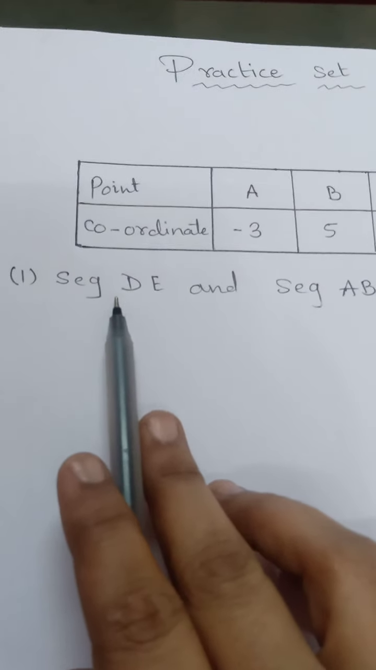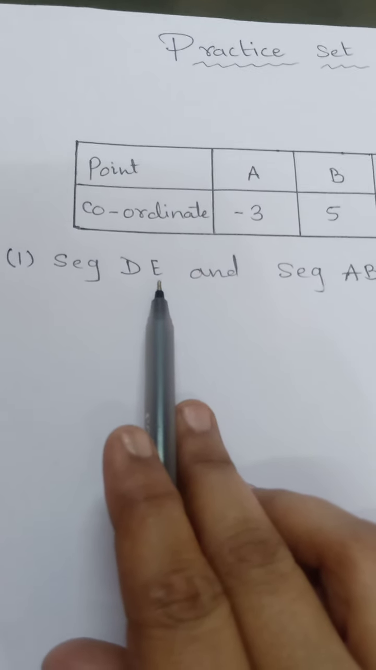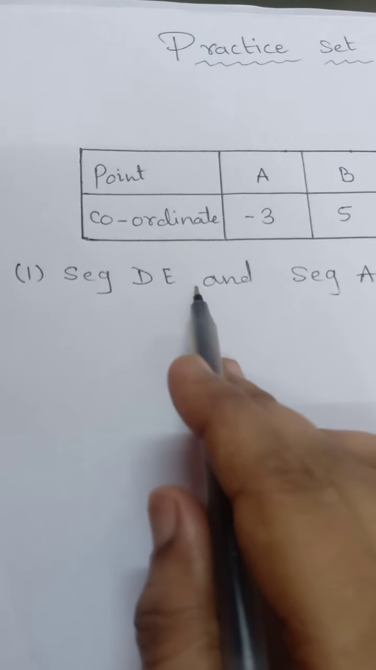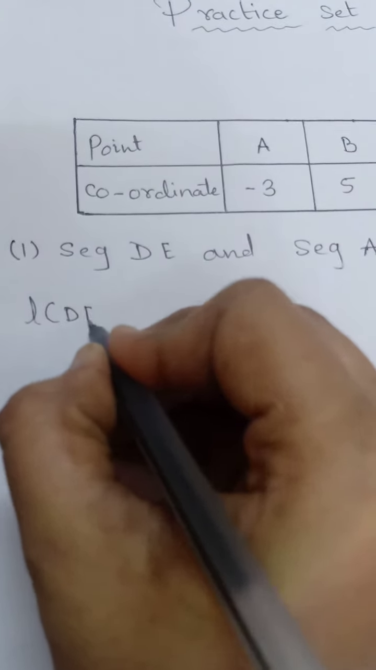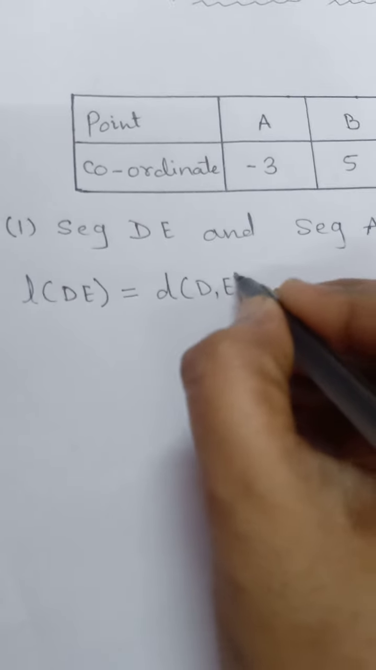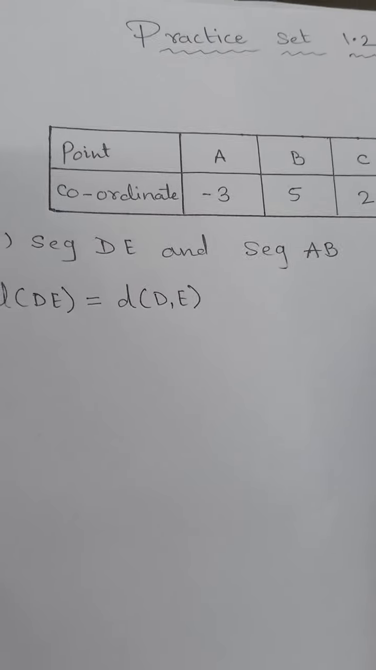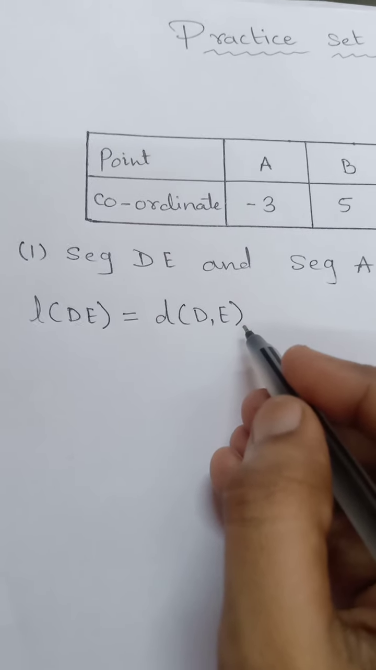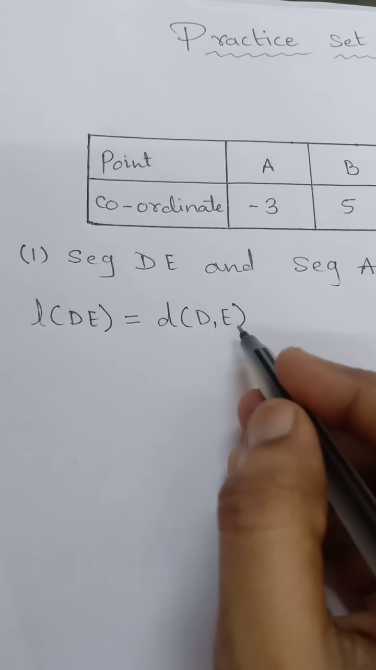So first of all we have to find the length of DE, and the length of DE is nothing but the distance between these 2 points, D and E. So we know the method of how to find the distance between D and E. First of all we will write: length of DE is equal to the distance between D and E. We already did this in the previous exercise, so we will follow that method only for finding the distance between the 2 points D and E.